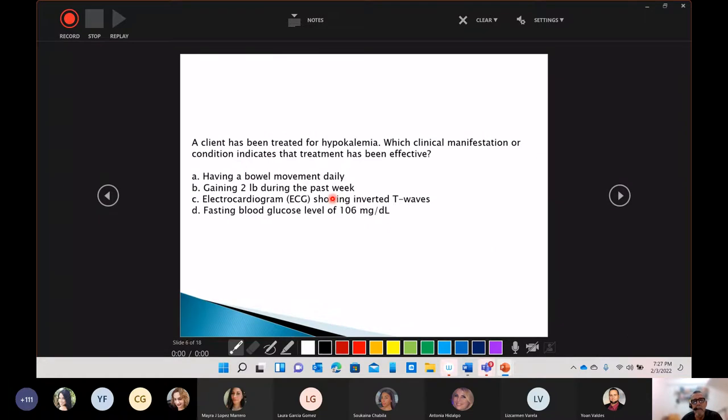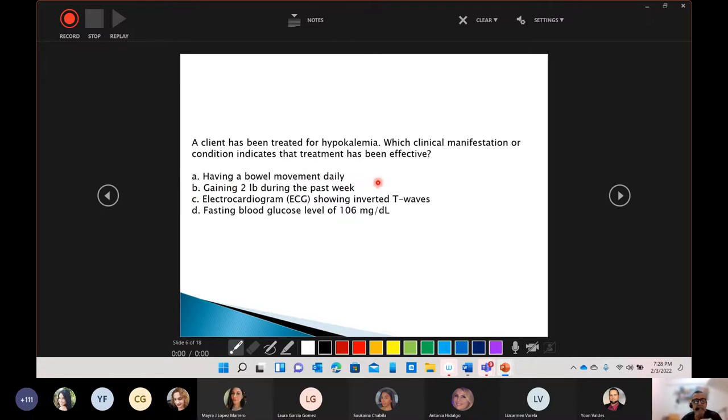Let's see if you can apply what we learned to any scenario. A client has been treated for hypokalemia, so had low potassium, and the doctor prescribed potassium supplements. The question is, which clinical manifestation or condition indicates that the treatment has been effective? Having a bowel movement daily, gaining 2 pounds in the last week, EKG showing inverted T wave, fasting blood glucose of 106. Who can tell me that the patient is improving? The question says, which manifestation says the treatment is effective?